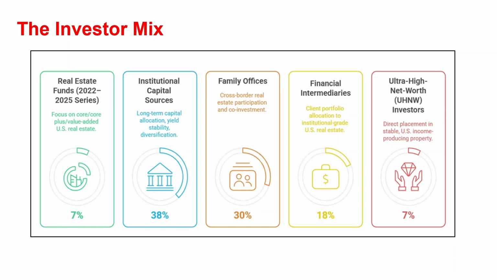So when I take a look at the investor mix, here's really where we are. The real estate funds take up 7%, but that's a very, very qualified and cash ready, investor ready 7%. We look at institutional capital sources. Again, long-term capital allocation, yield stability, diversification, that's about 38%.